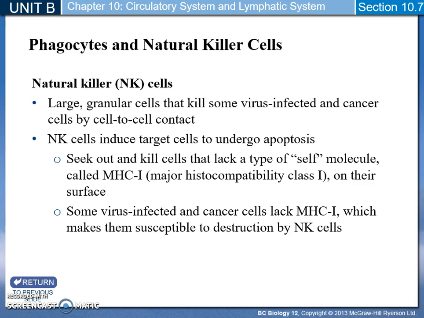We have natural killer cells. These are large granular cells that kill some virus-infected and cancer cells by actual cell-to-cell contact. And these cells induce target cells to undergo apoptosis, which is a fancy name for cell death. So what they do is they seek out and kill cells that lack a type of self marker or self molecule called MHC1 on their surface. And some virus-infected and cancer cells lack MHC1, which makes them susceptible to destruction by the natural killer cells.